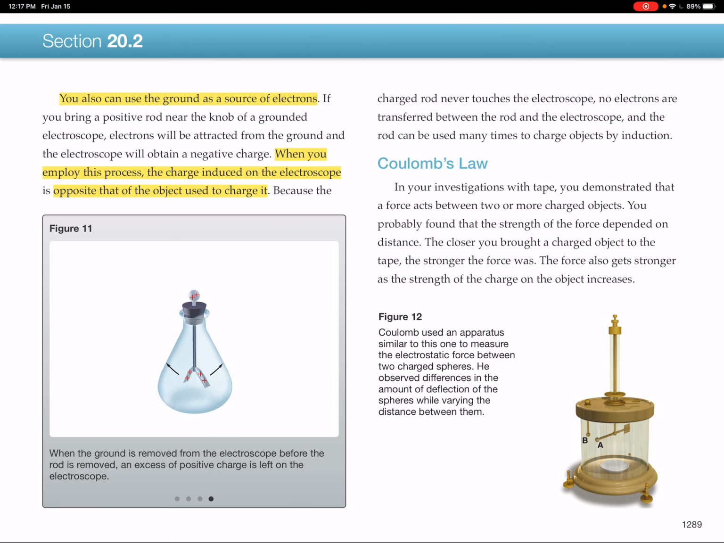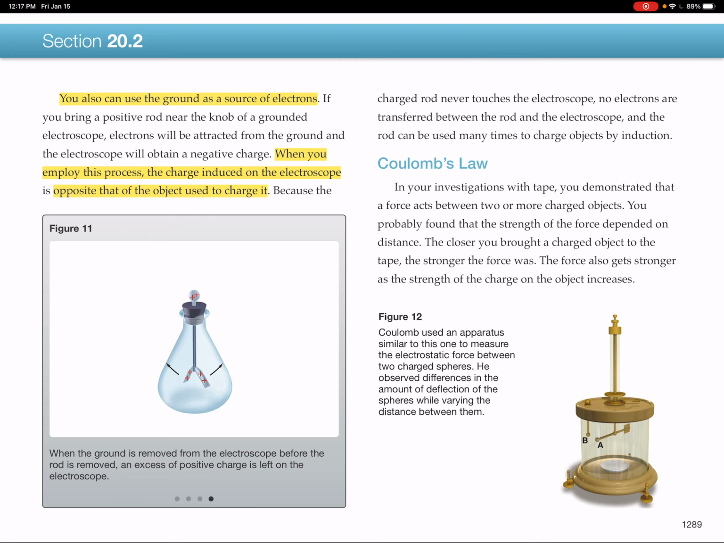At this point, I now take the negatively charged rod away. The positive charge is going to redistribute. In reality, what happens, all the electrons move around. We will have net positive charge on the electroscope. The leaves will again spread apart. So when you do this method, the charge that is induced in the second object has the opposite charge from the charged object that you brought near it. That is charging by induction.